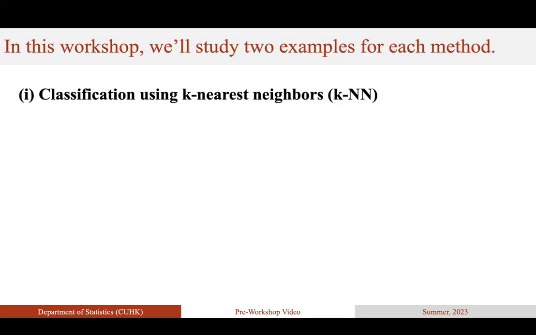In this workshop, we will first cover 2 examples on classification and 2 examples on clustering. For classification, I will introduce the most commonly used algorithm called the k-nearest neighbors, short for KNN. Even though it's one of the simplest classifiers, it has been successful in many classification problems.